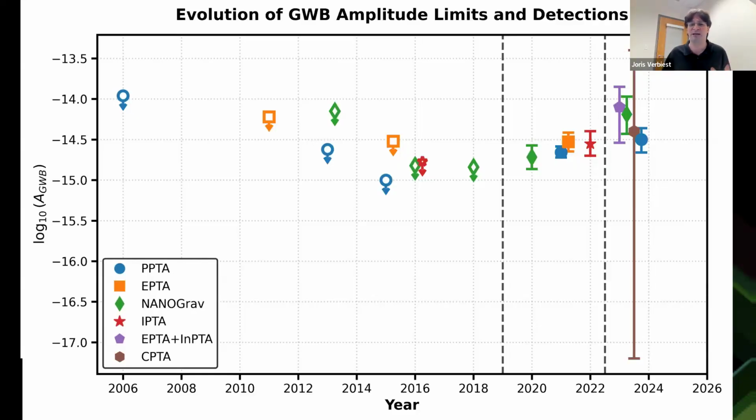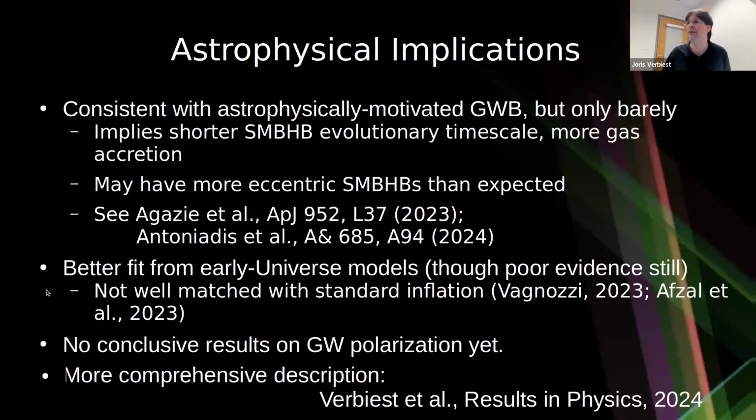And so that discrepancy is very interesting also from an astrophysical perspective. Some early universe models do fit better, but again, the standard inflation models don't actually work all that well. I've put some references here so you can look at this at your leisure. And again, I stress poor evidence still. The significance of these results is still very limited. So it's very early days, and we really need to wait for that more comprehensive, larger analysis to really get somewhere.